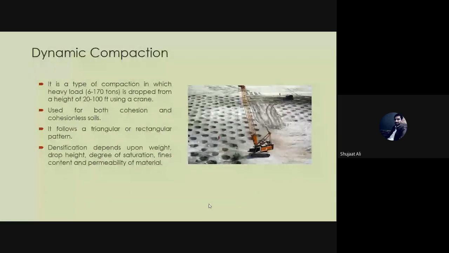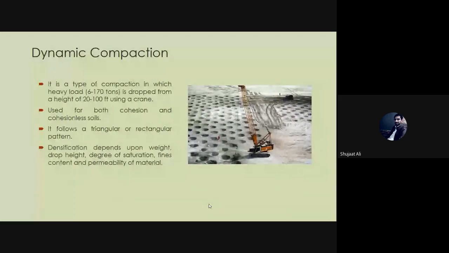Now I will discuss the last compaction technique, that is dynamic compaction. Basically, dynamic compaction is a technique that densifies soil and fill materials by using a drop weight. The ground is subjected to repeated surface pounding using a heavy steel and concrete weight. Basically, 6 to 170 tons of weight is dropped from a height of 20 to 100 feet. This technique is used for both cohesive and non-cohesive soils, in a triangular or rectangular pattern.